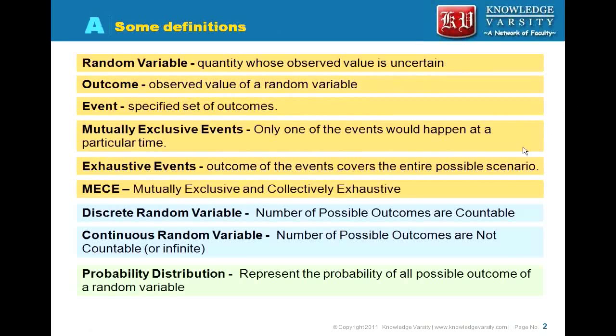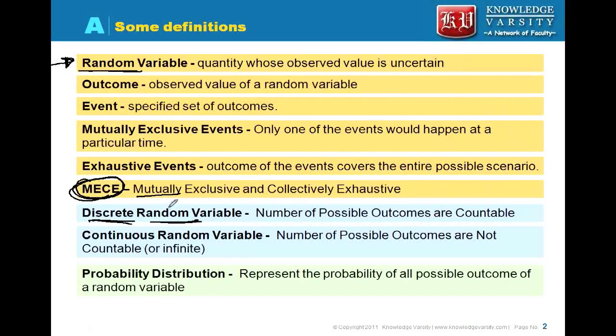Now let us try to understand some of the other stuff which we have. We call mutually exclusive collectively exhaustive events as MICE. Now this random variable which we have spoken about, it can be of two types. One case is when the random variable is a discrete random variable. Now let us try to understand what a discrete random variable is.